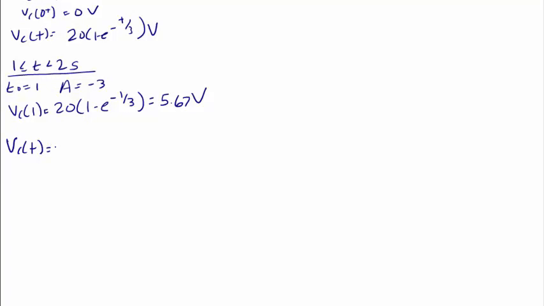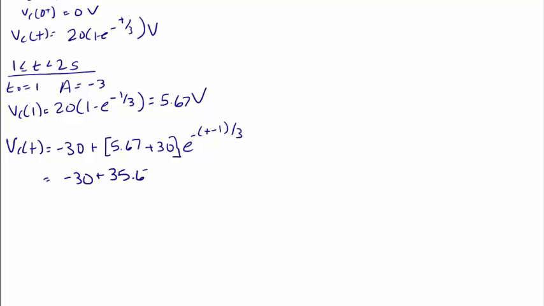So VC of t is equal to K times A, negative 30, plus VC of t naught, 5.67, minus Ka, so that becomes plus 30, times the interval e to the negative t minus 1 over 3, which simplifies to negative 30 plus 35.67 e to the negative t minus 1 over 3 volts. And the last interval is t greater than or equal to 2 seconds.